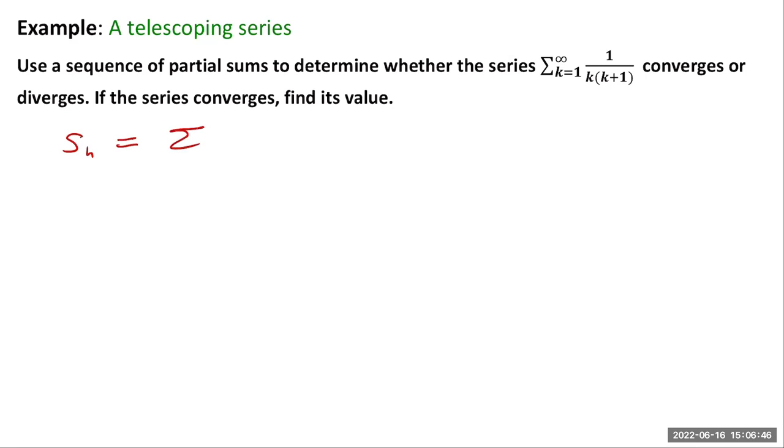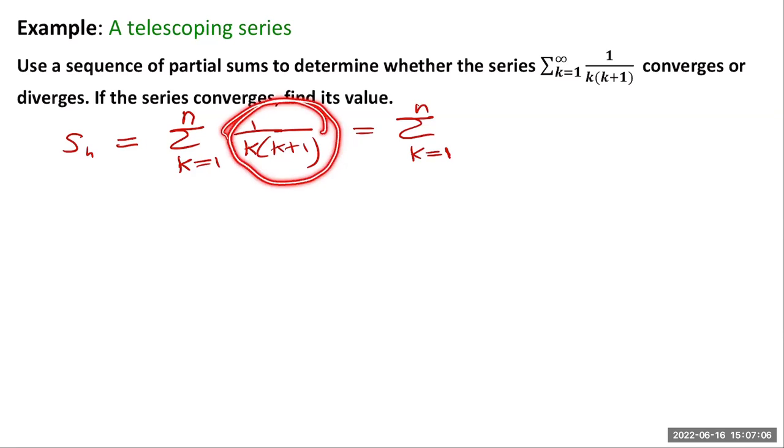By definition, you take the summation from k equals 1 all the way up to n. That's what we mean by the nth partial sum: 1 over k times k plus 1. Now I'm going to leave my sigma notation as it is, k goes from 1 to n, and I'm going to use partial fractions for this expression.